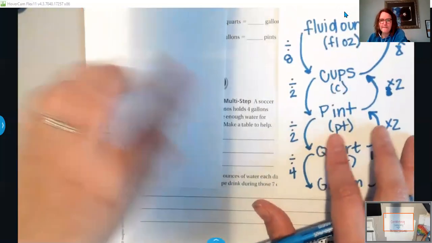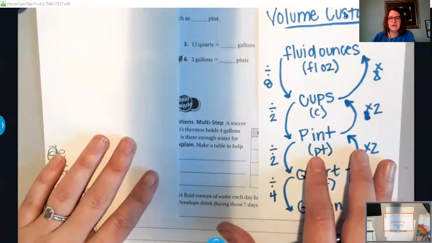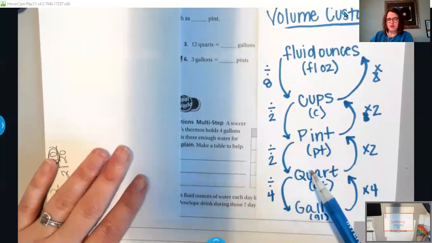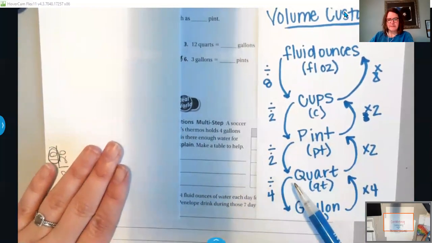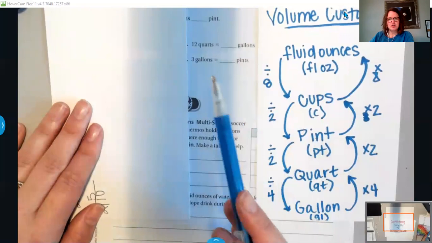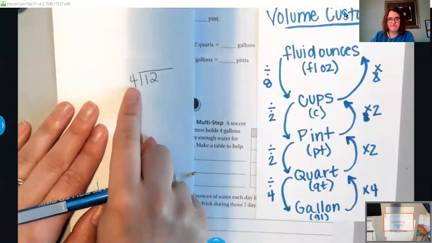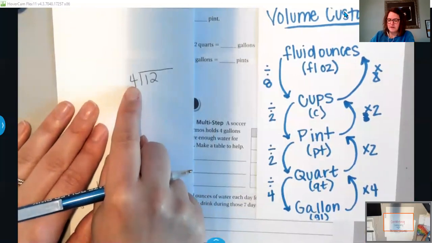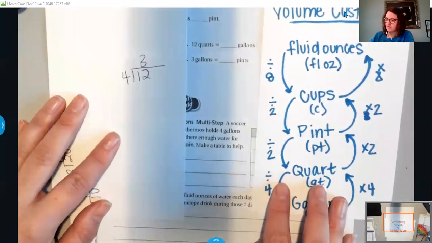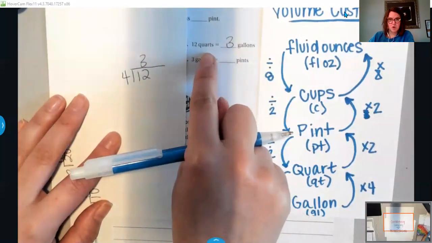Let's look at number 3 now. Okay, we're going from quarts to gallons. So quart to gallon. Notice my arrow goes over here. Therefore, I'm dividing by 4. So I've got 12 quarts, and I'm going to divide 12 by 4. How many times can 4 go into 12? 3 times. So it takes 3 gallons to fill it with 12 quarts.